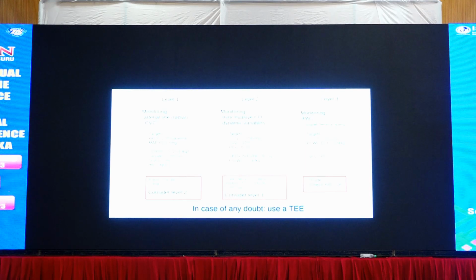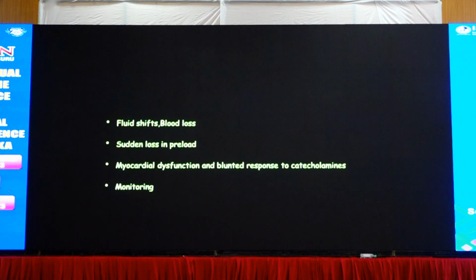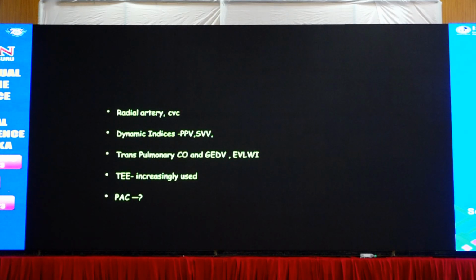This is some form of monitoring. You can escalate the monitoring system based on the patient's status. Well, liver transplant does have a lot of fluid shifts, blood loss, sudden loss in preload, and some blunted response to catecholamines. So it is vitally important that you do intense monitoring to improve the outcome.